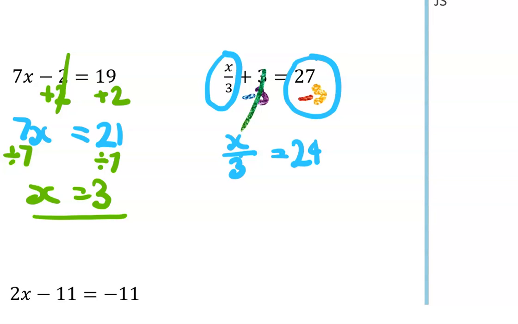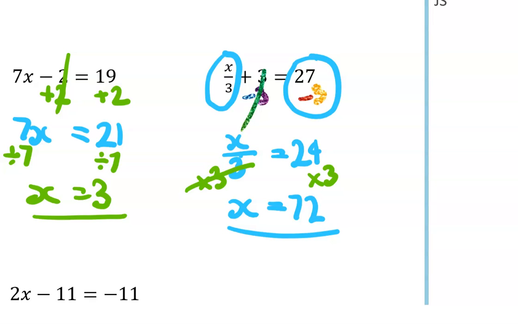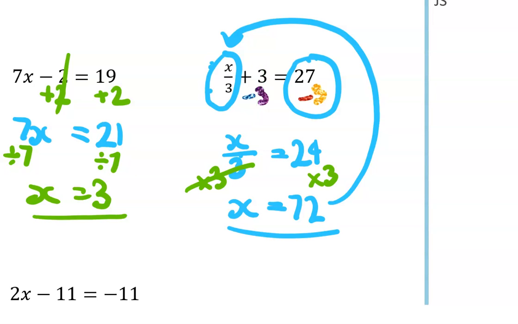I need to get rid of this divided by 3. So, let's multiply by 3 to get rid of the 3. Let's multiply the other side by 3 because we can't multiply one side and not the other. And that leaves me with just the x equals 24 times 3 is 72. All right, so x equals 72. Now, if you put that back into your original equation, you'll get 72 divided by 3 plus 3. Does that equal 27? Well, 72 divided by 3 is 24, plus 3 is in fact 27. So again, it's great that you can check your answer and you know you've got it right.